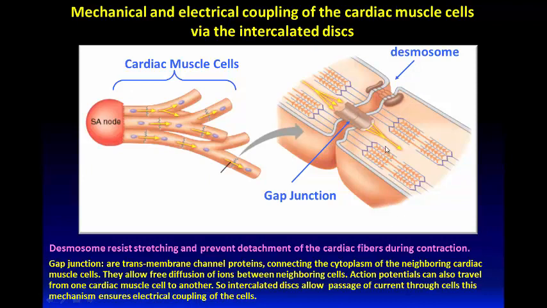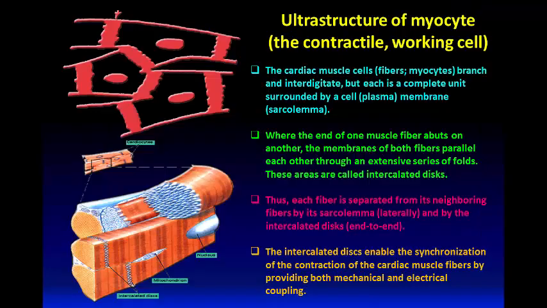Accordingly, the intercalated discs allow the passage of current through the cardiac muscle cells, and this mechanism ensures electrical coupling of the cells, so the cardiac muscle cells are excited at the same time, and they respond by contraction also at the same time. So this ensures the synchronization of the contractions of the cardiac muscle fibers.